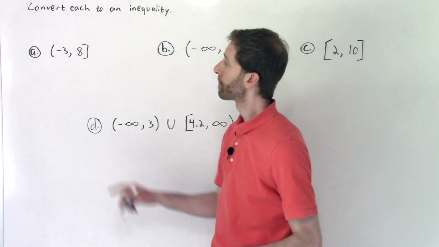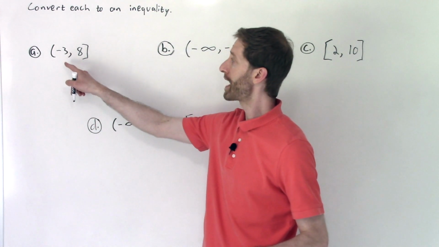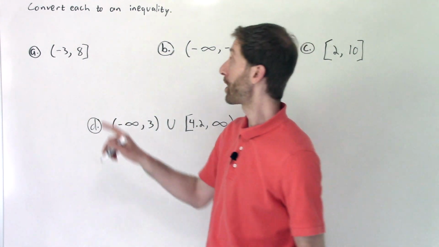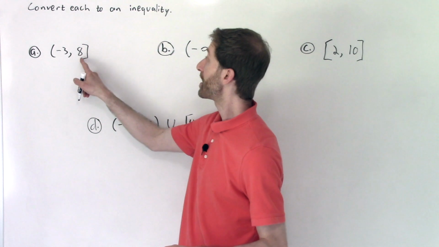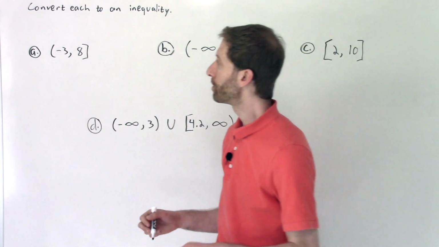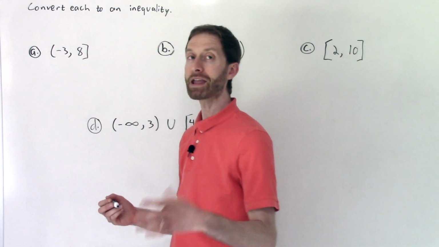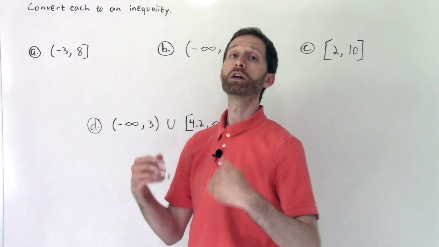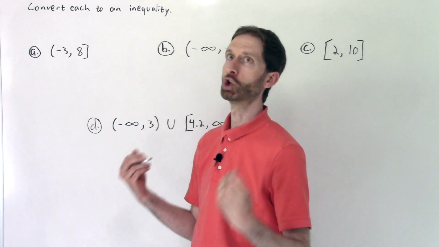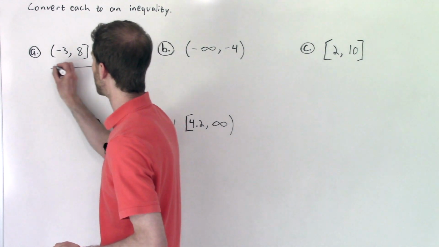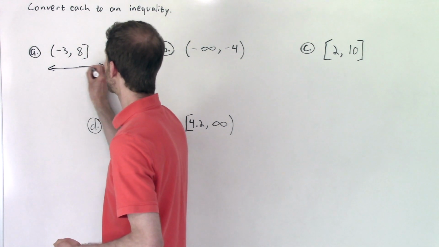So first, we have the interval from -3 to 8. Now we are given right here a parenthesis, and then 8 with a bracket. How are we going to deal with that? Well, a couple ways to do this. I think the best way, personally, and I'm going to show you this way, is to write out the graph that this looks like. So you have -3 to 8, and I'm just going to draw a little mini number line here and shade that in.